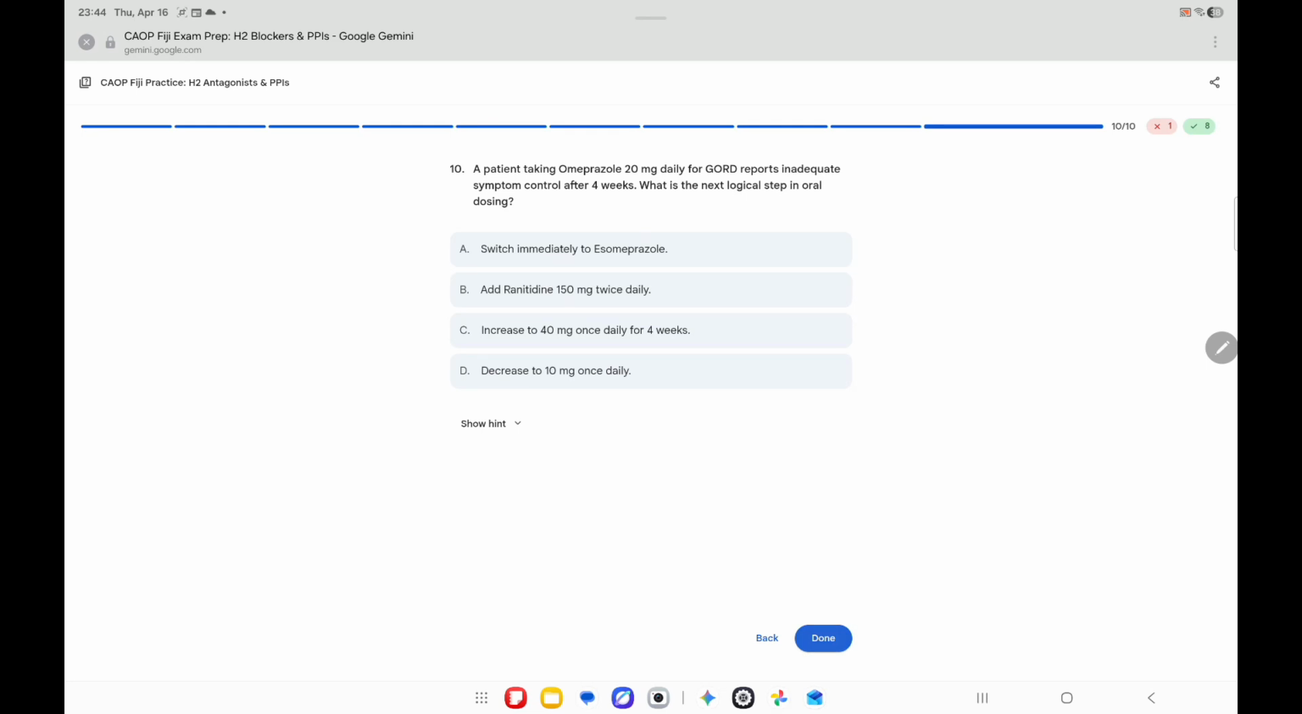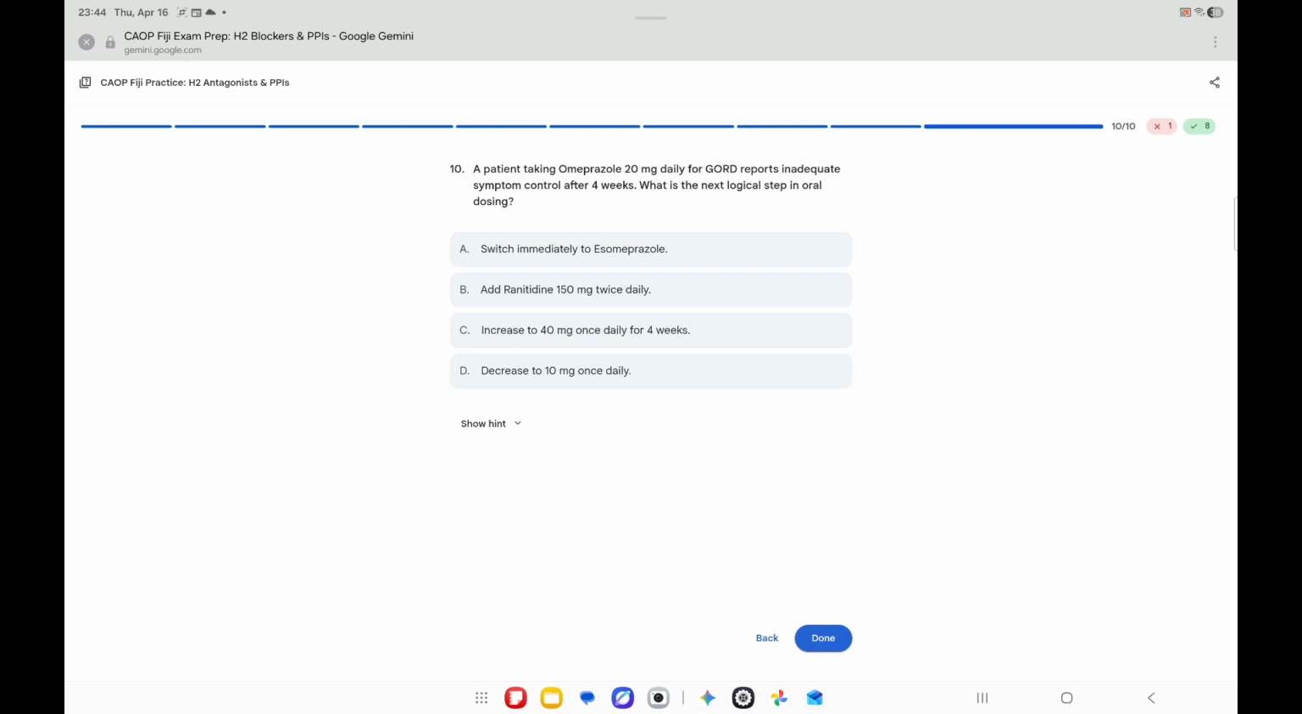A patient taking omeprazole 20 milligram daily for GORD reports inadequate symptom control after 4 weeks, that it's not sufficient. So 20 milligram is being used. What is the next logical step in oral dosing? Switch immediately to esomeprazole, add ranitidine 150 milligram twice daily, increase to 40 milligram once daily for 4 weeks, or decrease to 10 milligram. So increasing the dose will work.